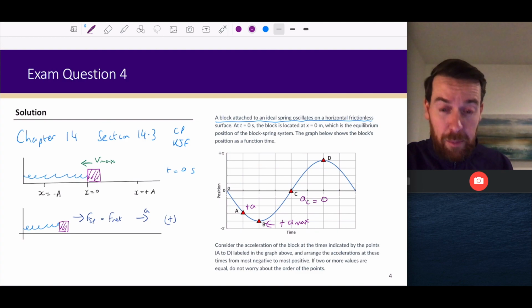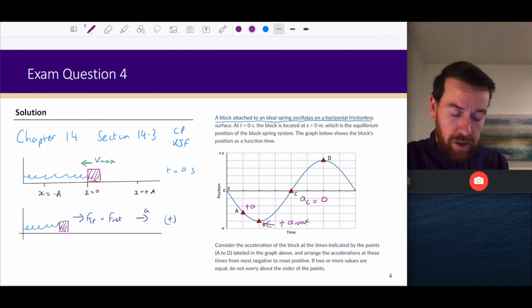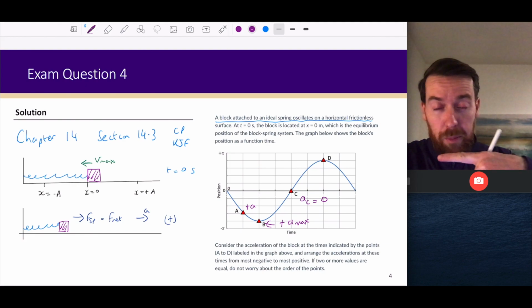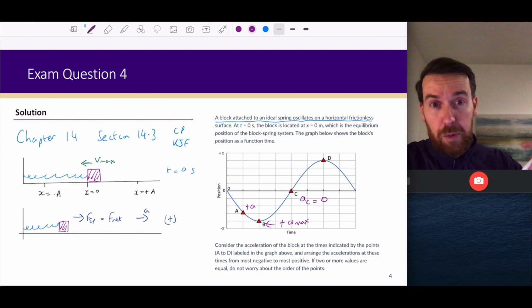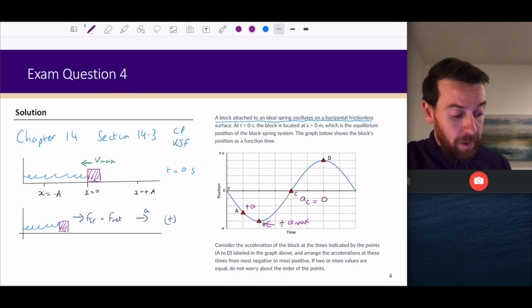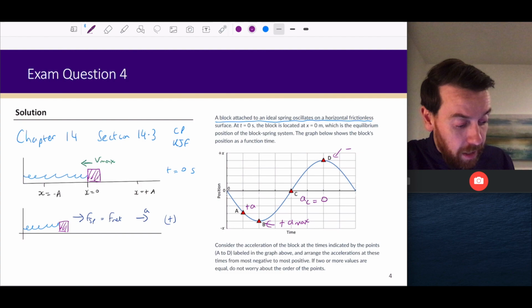Then we can do the same logic. As the block extends, as the spring moves, the block moves to the right, the spring will start pulling the block back towards its equilibrium position, causing it to accelerate to the left, which is negative. And when the block is at its maximum positive position, this is when it will have its maximum negative a max.